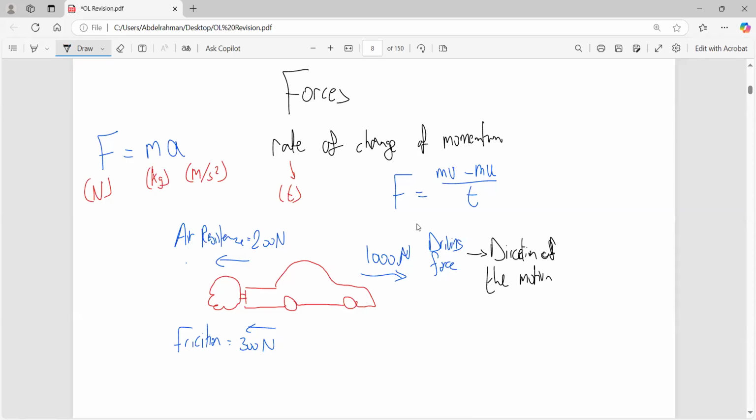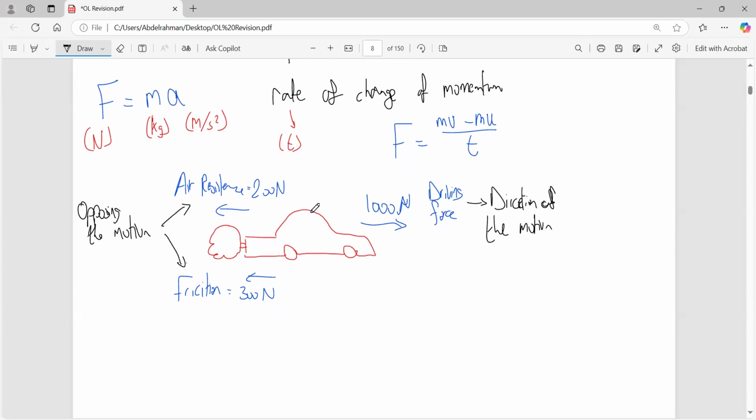The air resistance and the friction will always oppose the motion. The friction and the air resistance are called resistive forces. Resistive forces are always opposing the motion. They're always in the opposite direction. But we have the direction of the motion, the driving force. And then the air resistance and the friction, they're always opposing the motion.